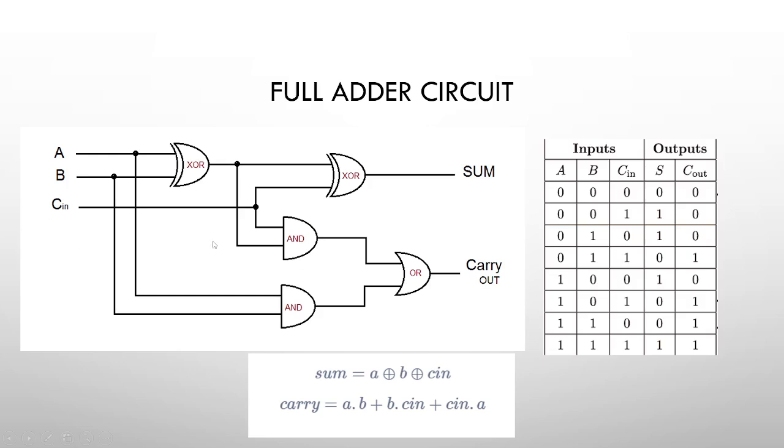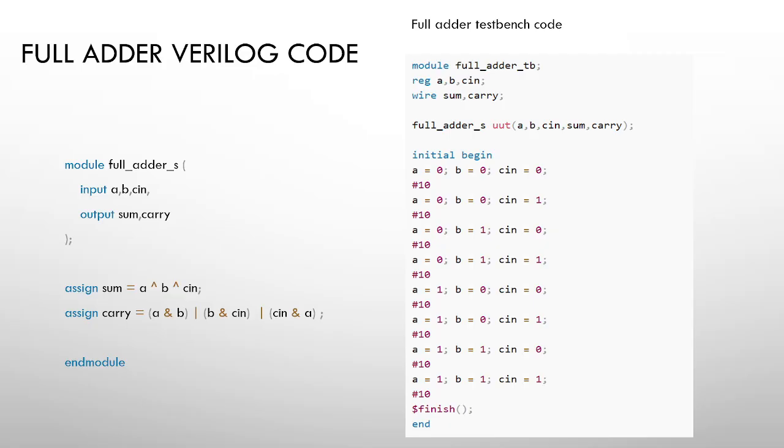This is the logic diagram for the full adder, with inputs A, B, C in, and outputs sum and carry, which you all know about. Sum is A XOR B XOR C in, and carry is AB plus BC plus CA. So this is the logic diagram, this is the truth table, and this is the expression. Then let us see how we write the Verilog code for it.